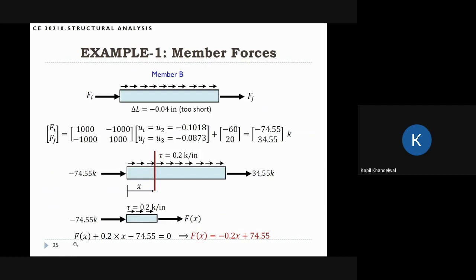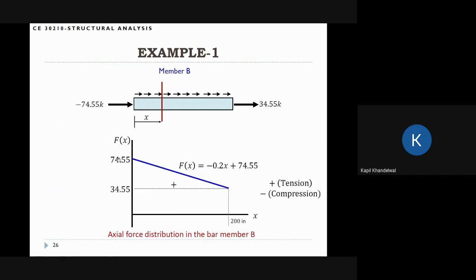And then I just wrote the equilibrium equation for this small piece here. So sum of all the forces in x direction should be 0. So what I am doing is just adding all the forces. So this is fx plus 0.2 times x. So this is the contribution of this traction plus this force here is equal to 0. And we can solve for fx from this relationship. So fx is this equation here. And using this equation, we can plot the distribution of force within this member.